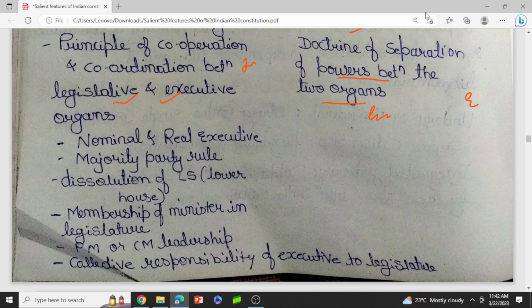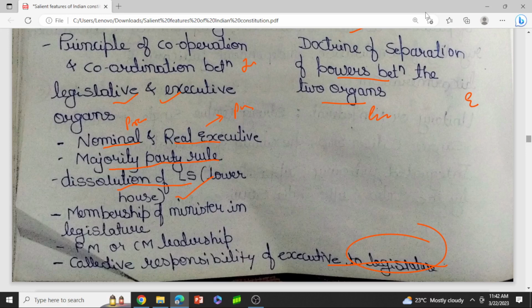Majority party rule: in India, the one who has the majority will be the ruling party. Dissolution of the Lok Sabha, the lower house: if there is no majority, the Lok Sabha can be dissolved. Membership of ministers in the legislature, under the leadership of the prime minister or chief minister. Collective responsibility of the executive to the legislature. So this is the parliamentary form of government that we follow.